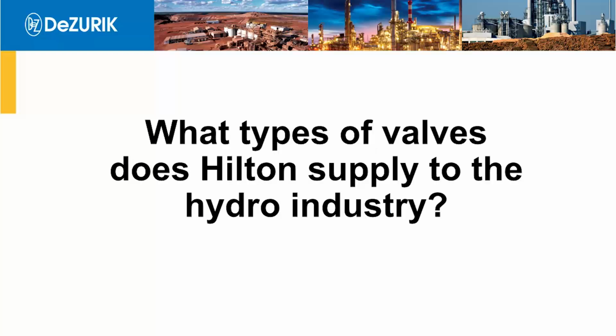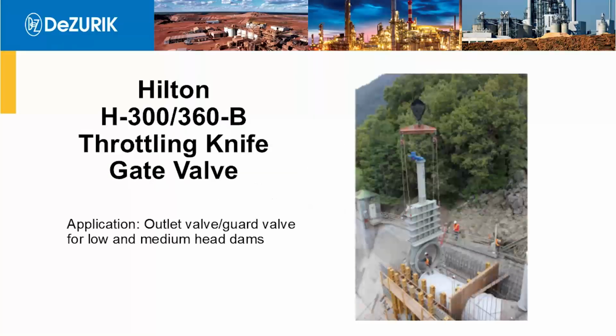So what type of valves do we supply to the hydro industry? There's three basic types. The throttling knife gate, our Series 300, 360B throttling knife gate, is good for use as outlet valves and guard valves on low to medium-low head dams. This photo here is the Pit River in Northern California near Lake Shasta. This is, I think, a 90-inch throttling knife gate. Low head, maybe 25 psi.